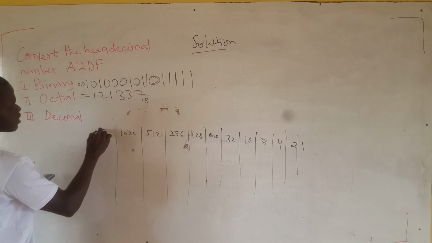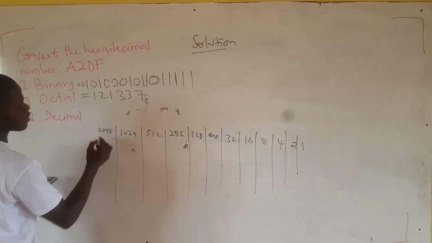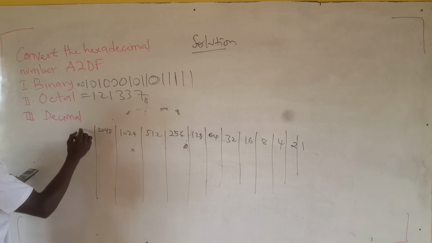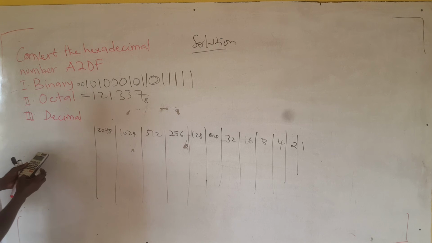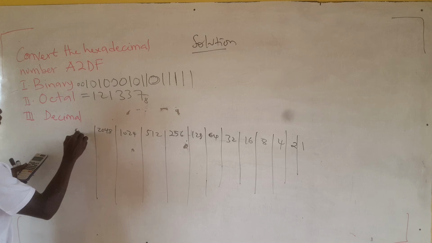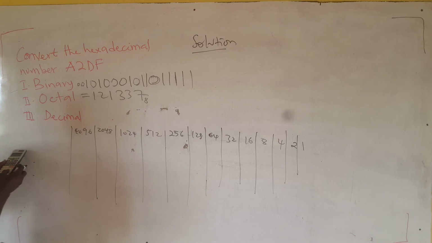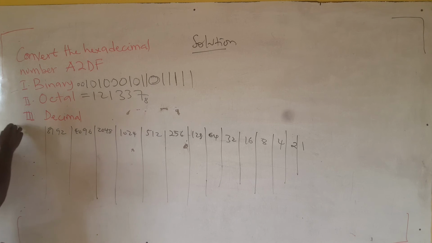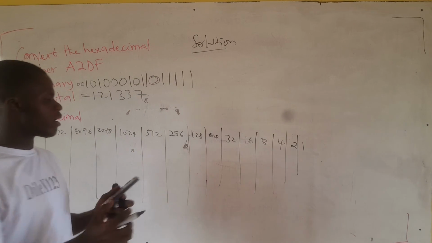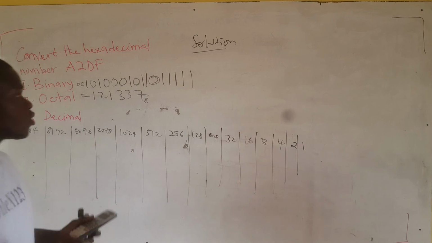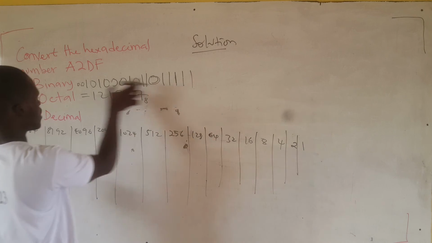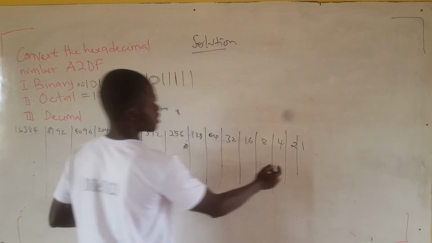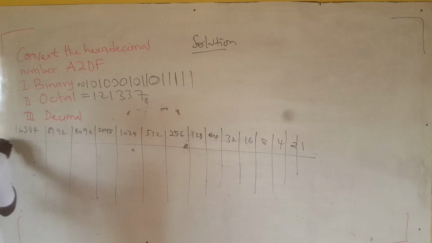Times 2 is 2048. Times 2 is 4096. Times 2 is 8192. Times 2 is 16384. Some will ask why I am writing such a long table. The reason is that we have to fit these numbers into the table. So let's fix the numbers in the table from here.